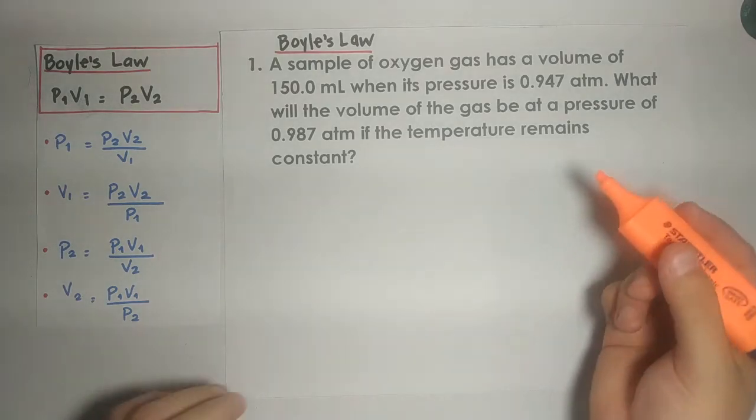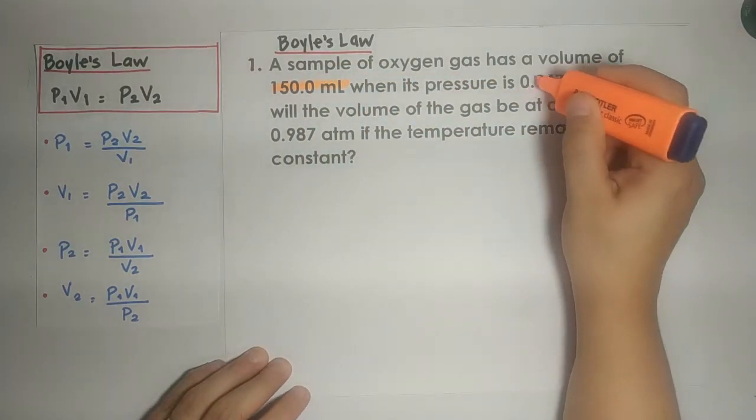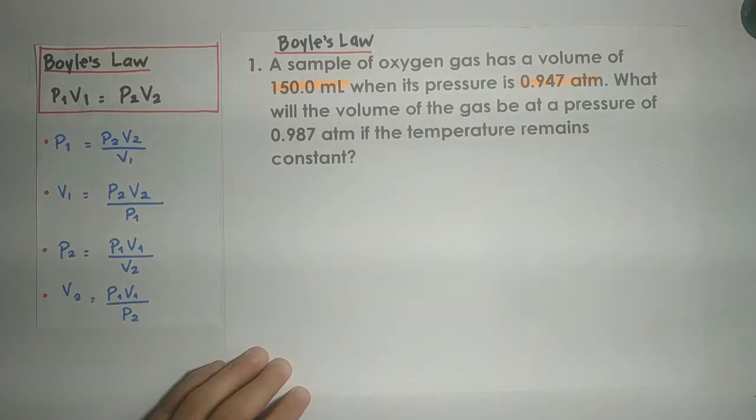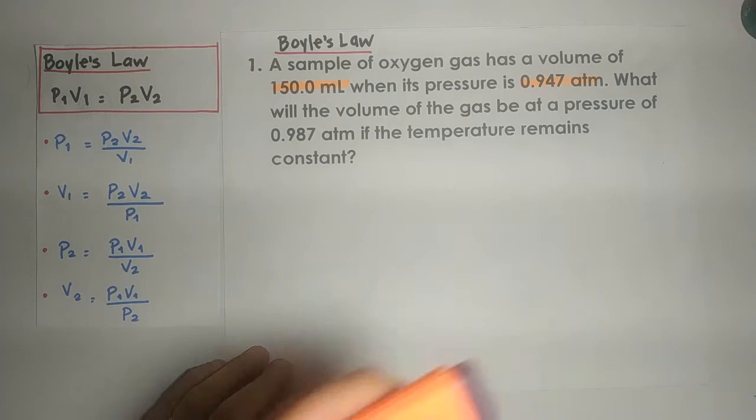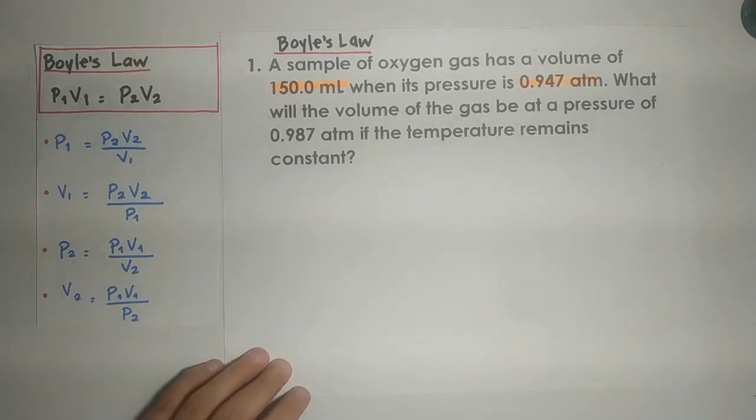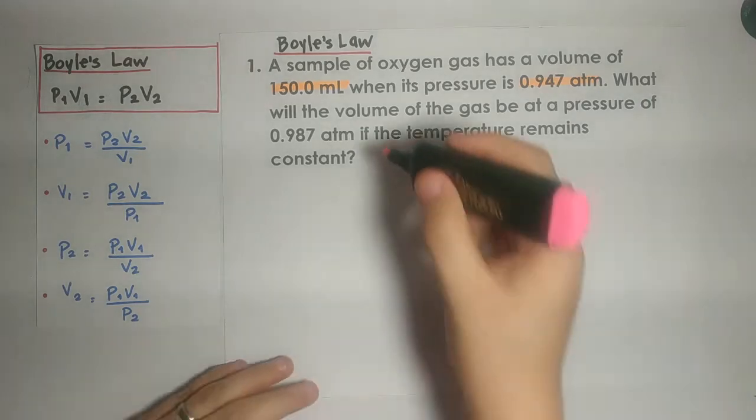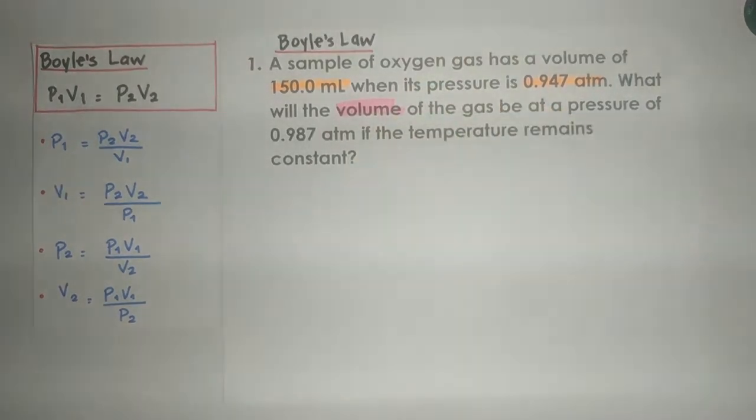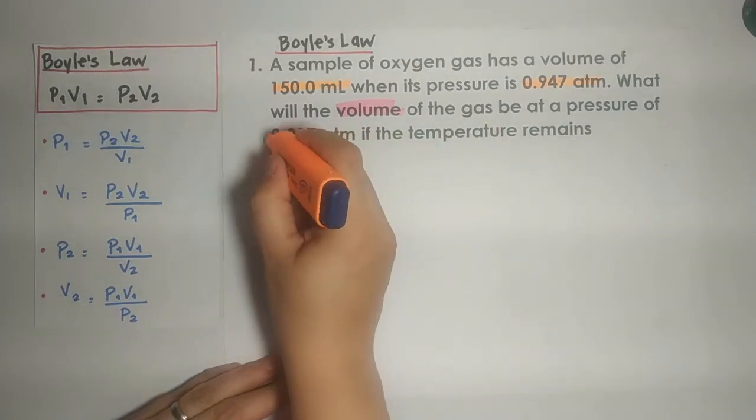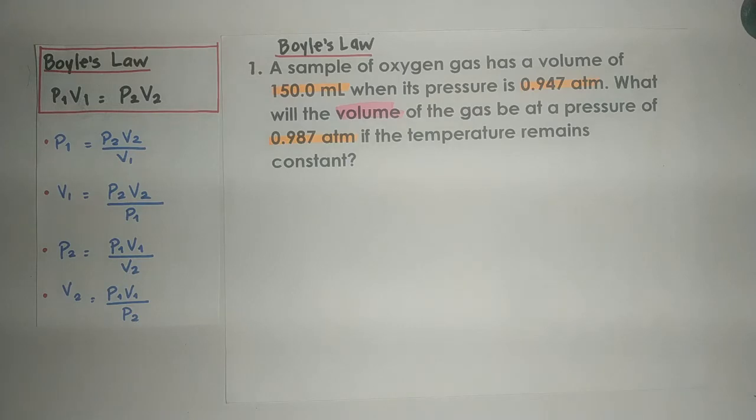First, the sample gas has a volume of 150 milliliters and an initial pressure of 0.947 atmospheres. What will the volume be? So we're talking about a final condition of volume, so I need to find volume, but not any volume, final volume. And the final pressure is 0.987 atmospheres.